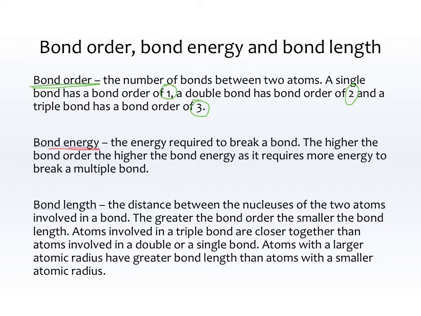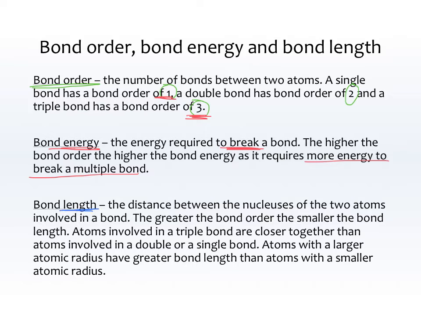Bond energy is the energy required to break, not form, break a bond. The higher the bond order, the higher the bond energy, as it requires more energy to break a multiple bond. It would take more energy to break a triple bond than to break a single bond. So a bond order of 3 would require a greater bond energy.